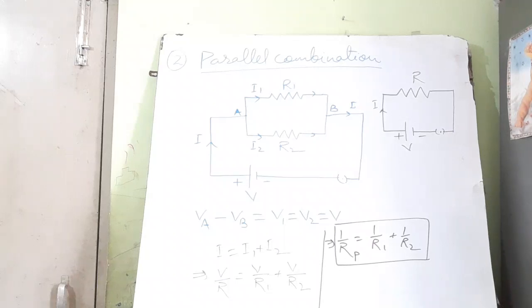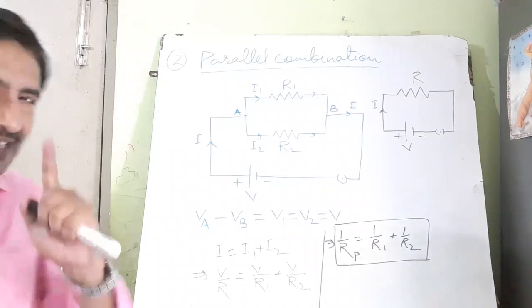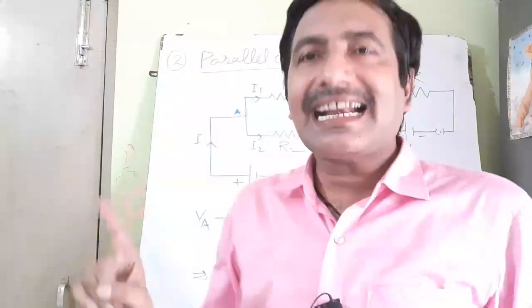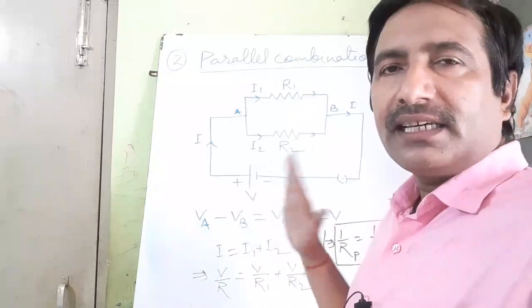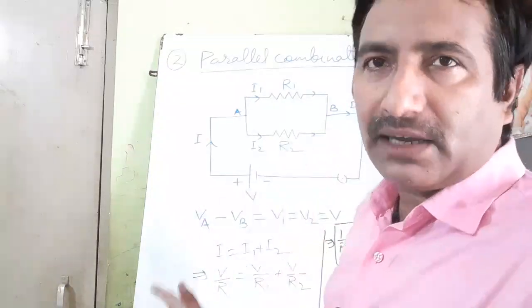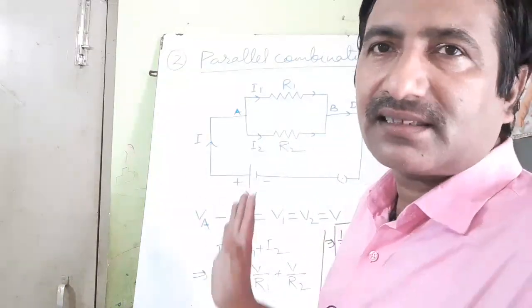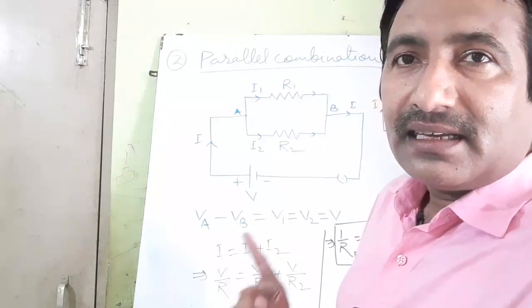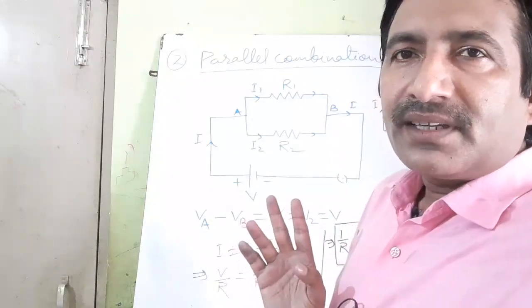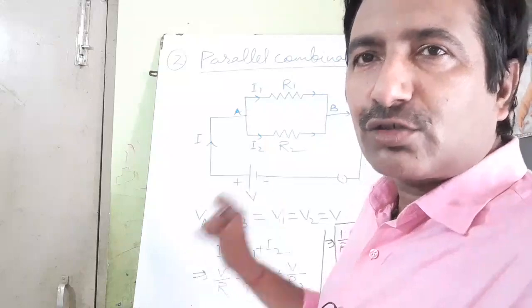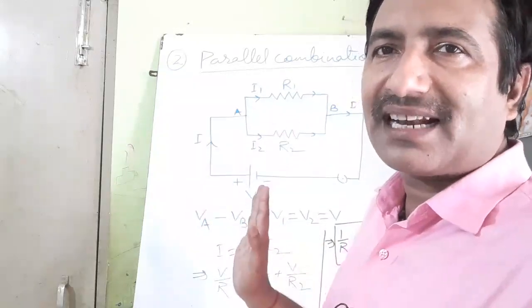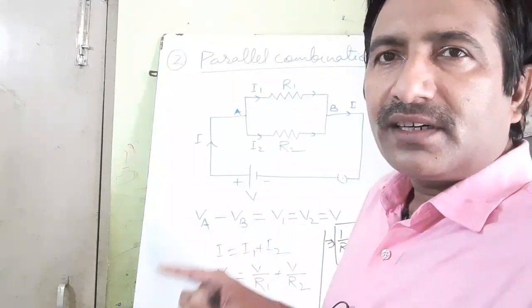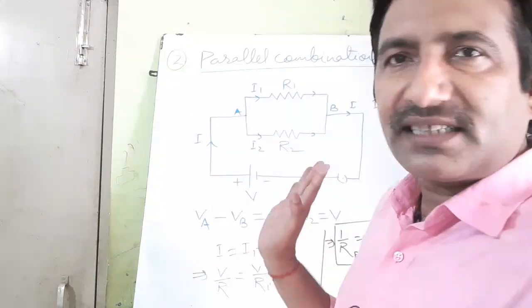Now what can you conclude from these discussions? First point, you can conclude that same potential difference is observed across each and every individual resistors connected in parallel. Second point, sum of electric currents through the resistors connected in parallel is equal to net current through the combination.